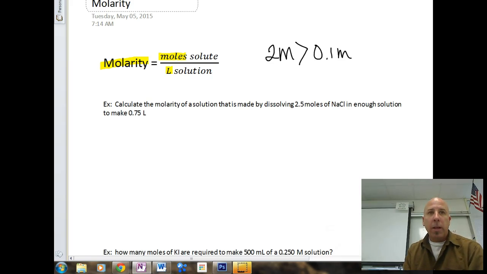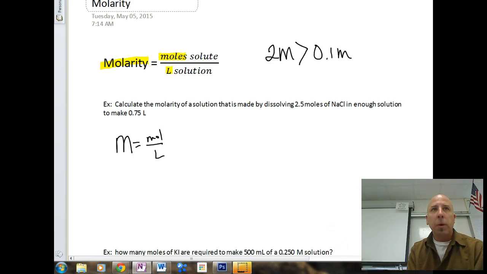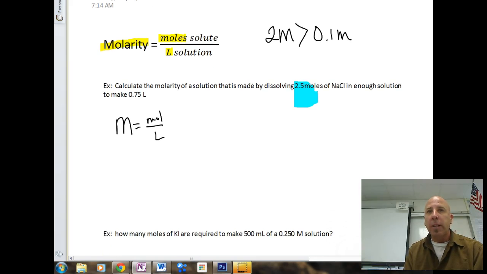We often write the molarity formula as molarity equals moles per liter. Let's look at this problem. It says calculate the molarity of a solution that is made by dissolving 2.5 moles of sodium chloride in enough solution to make 0.75 liters. First we identify our given values: 2.5 moles and 0.75 liters.